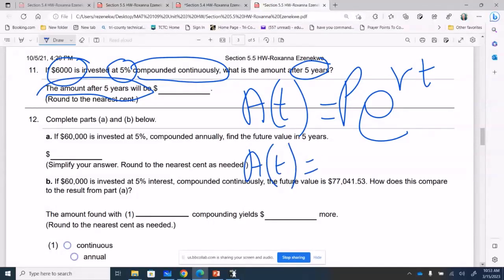So I know that the principal is 6,000. E to the power, we know that E is 2.718, but you still have to use E. And the rate is 5% or 0.05. You must put the rate in decimal, multiplied by 5 years. And then I pull my calculator up and put it in.